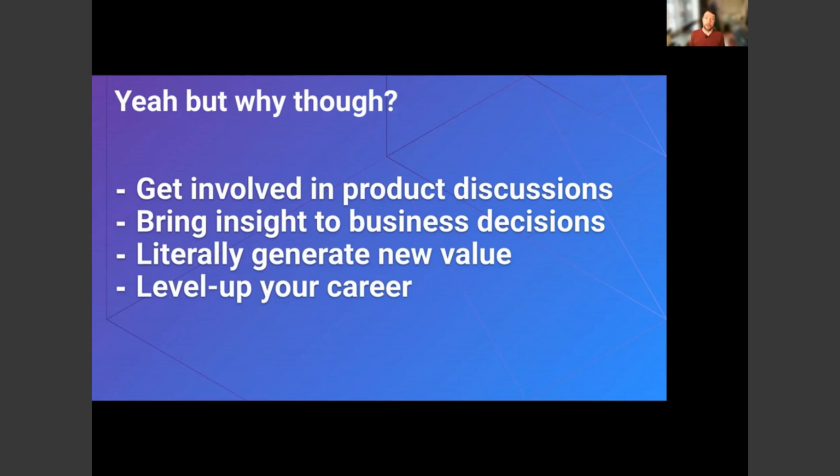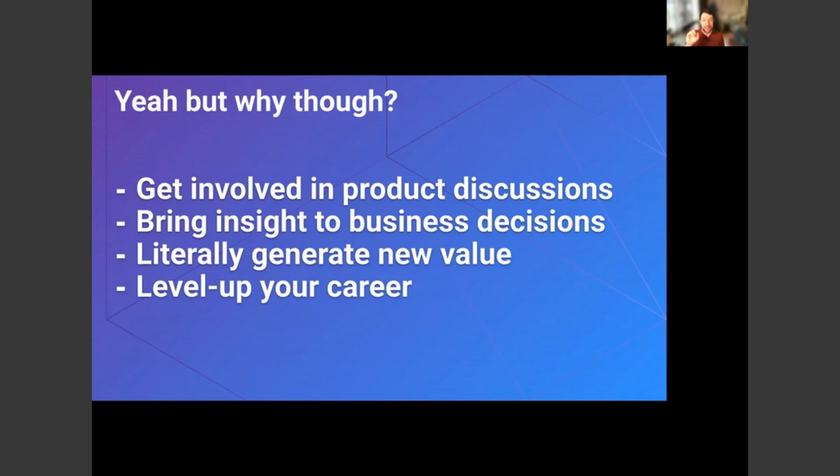This is it, right? Now you're thinking to yourself, okay, this sounds great. Dan, I'm sold. I'm all in. I want to level up my career. I want to generate new value. I want to drive innovation at my company. I want to use metrics to do it, right? I'm sold. We're all in, but how?